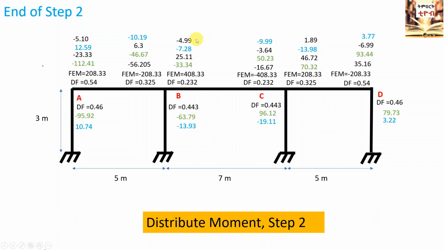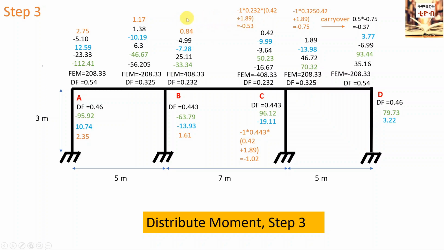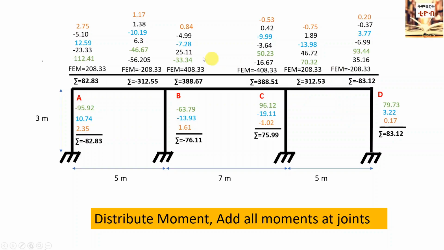Now we repeat the procedure for the third time. We have to do the iteration until the solution converges or the carryovers are too small. Since the third step is my last step, I won't do the carryover backwards. You see all the balanced moments in the third step in orange color. There are no carryover moments since we have decided 3 steps are sufficient. Now we have to add all the moments at each joint together. This will give us our frame moments.